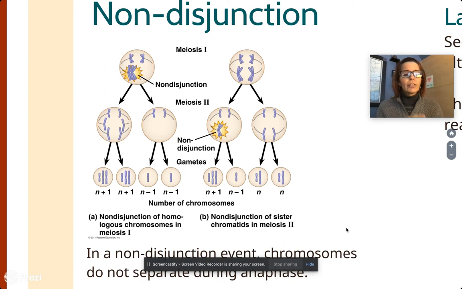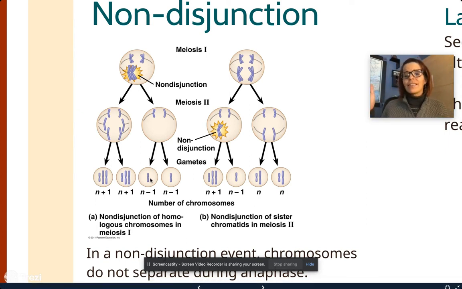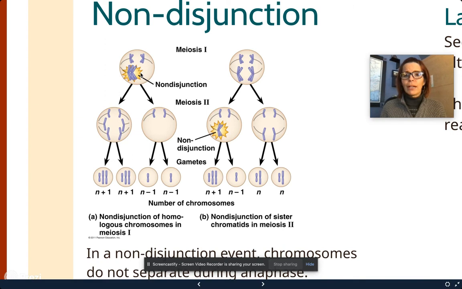Nondisjunction can take place, look at the first example on the left side, when you have two homologous partners and they need to go to opposite sides of the cell. When nondisjunction happens, instead of going to opposite sides, one set of the homologous partners both go to the same side of the cell. Skipping a whole bunch of steps here, if you look at the sex cells at the bottom, the ones where the homologous chromosomes stayed stuck together end up with an extra chromosome in each of those sex cells. In the other sex cells, because they lost a chromosome right here, they end up missing a chromosome.